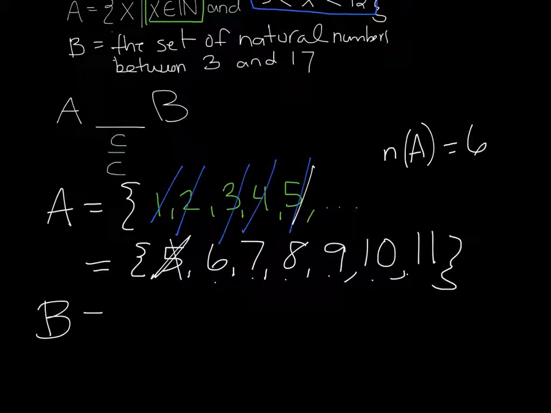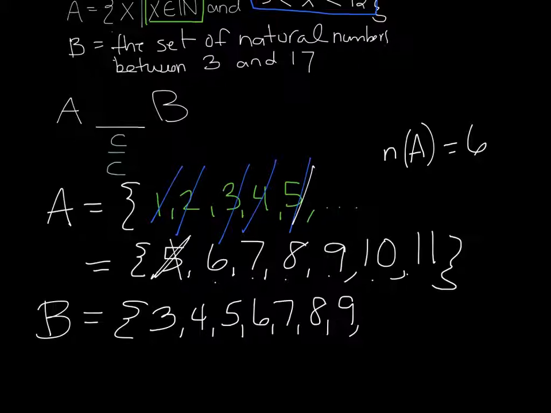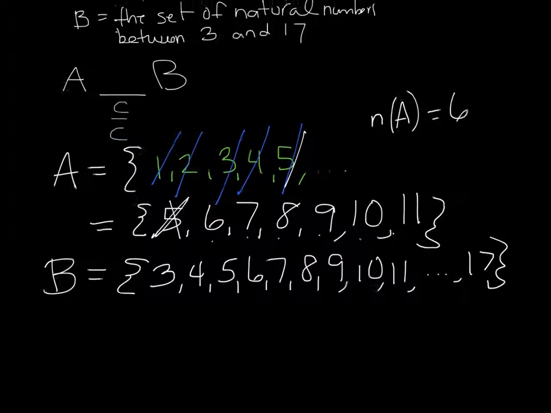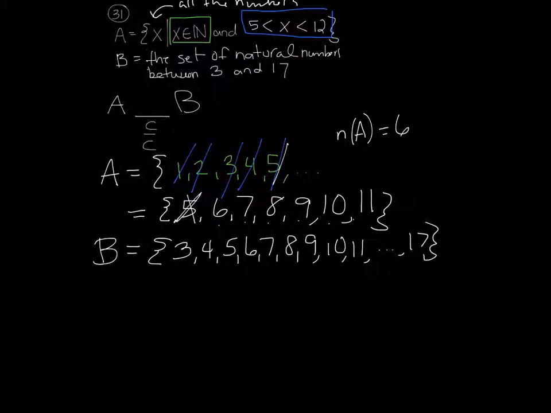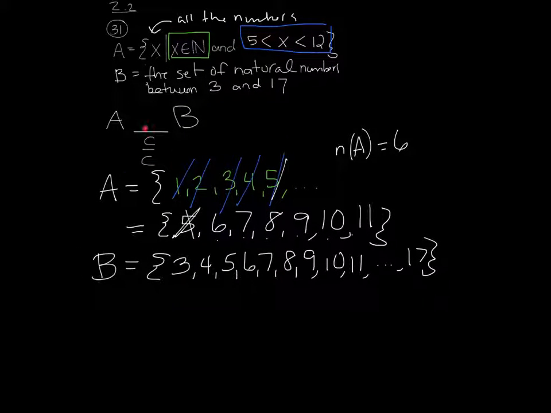Set B. What does set B look like in roster notation? The set of natural numbers between 3 and 17, not including 3 and 17, so this is 4, 5, 6, 7, 8, 9, 10, 11, dot, dot, dot, let's just go up to 16. So we have our two sets, and now we want to know which of these symbols should I write in, or both?